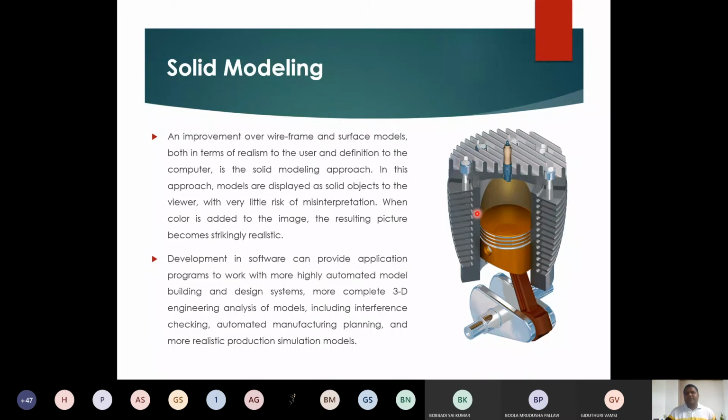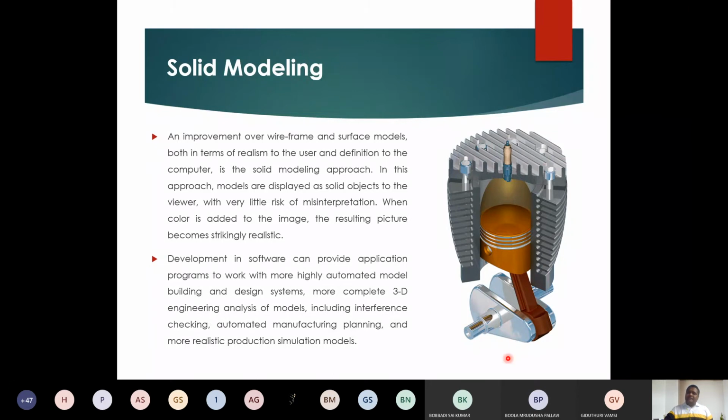Whereas the prior modeling techniques are not at all good for analysis purposes. Why? Because they are only for showing your idea. They cannot behave like a real object. Whereas a solid model can really behave like a real object, and I can apply different properties, different materials to each and every component, and I can simulate also.